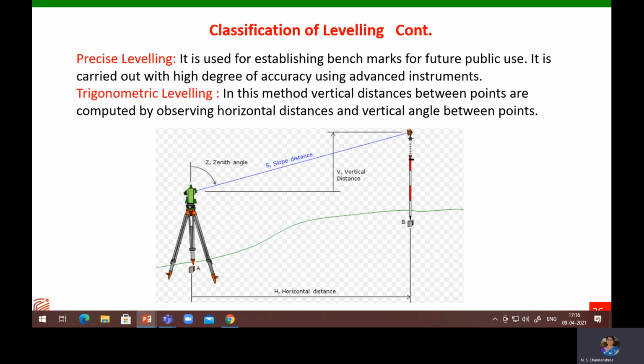Next is trigonometric leveling. In this method, the vertical distance between the points is computed. The vertical distance is calculated using the vertical angle values. So if we want to measure the height of a tower, we cannot set up the instrument in the air. For that purpose, we measure the angles and indirectly measure the elevation. So this comes under trigonometric leveling. For this purpose, we generally use theodolites instead of the dumpy levels or the conventional leveling instruments.